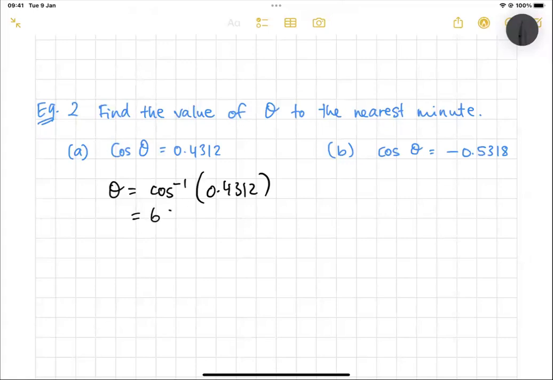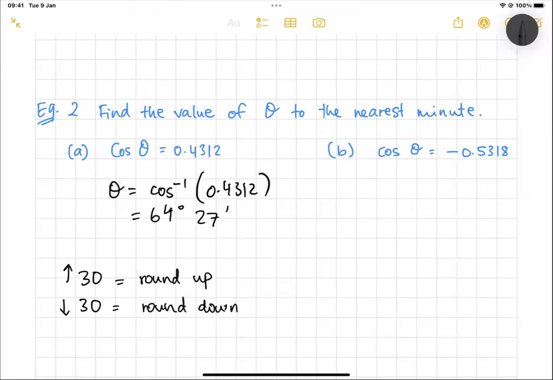We're going to put 64 degrees and 27 minutes. If your seconds are greater than 30, if it's 30 or over, you need to round it up. If your seconds are lower than 30, you need to round down, right? Just a little tip sheet there. Let's do the other side.